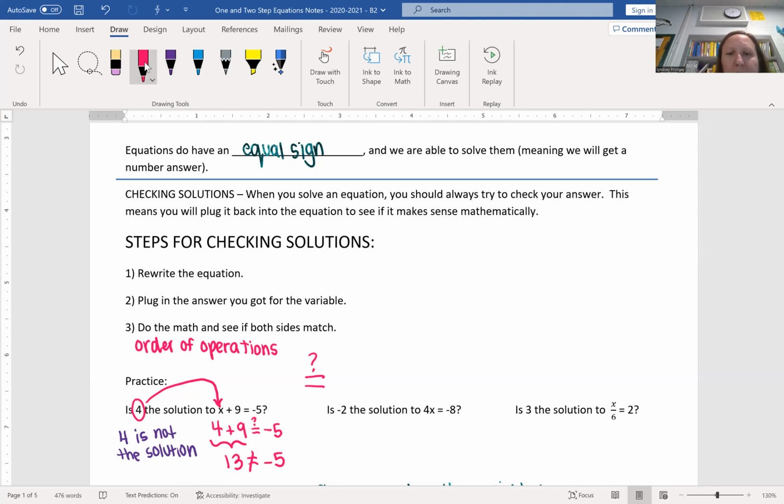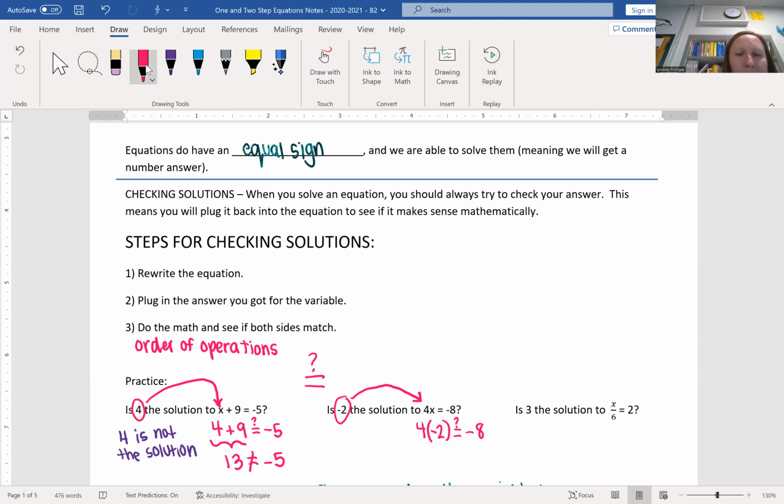For the next one, it says, is -2 the solution to 4x = -8? We're going to take that -2 and plug it in for the x. When the 4 and the x are squished together, that means multiplication. So I'm going to say 4 times -2. Does that equal -8?